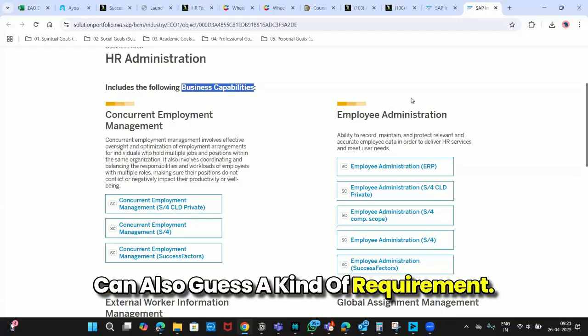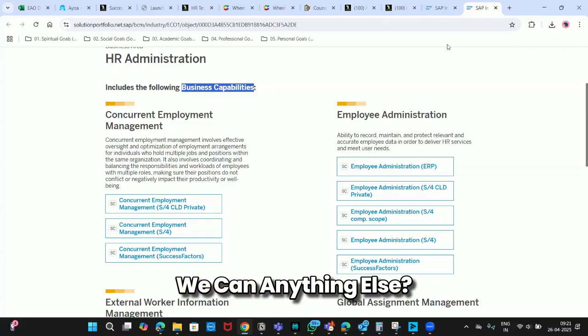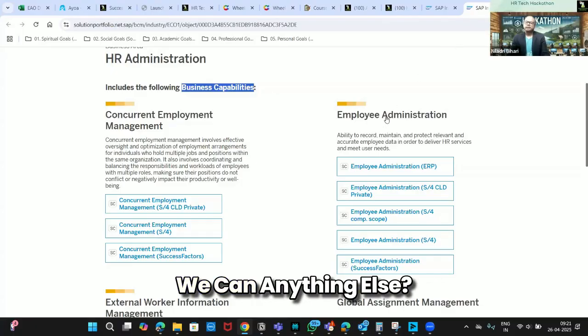A kind of requirement we can consider. Anything else?